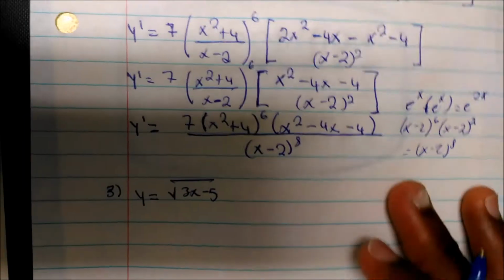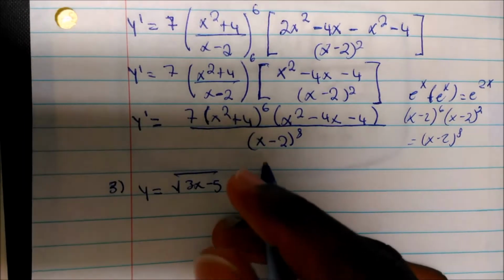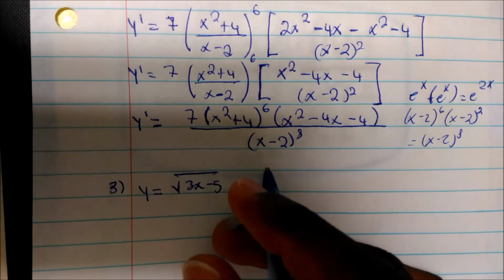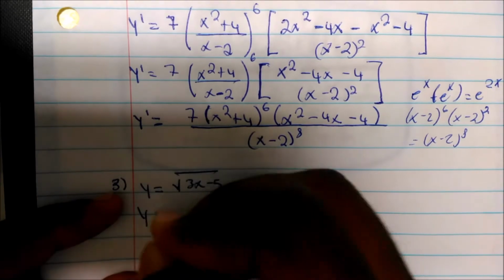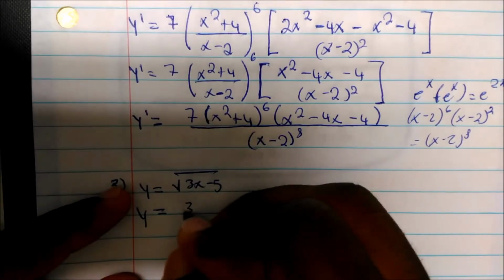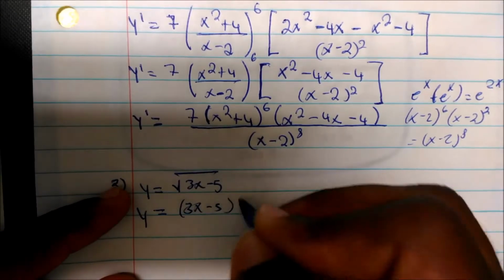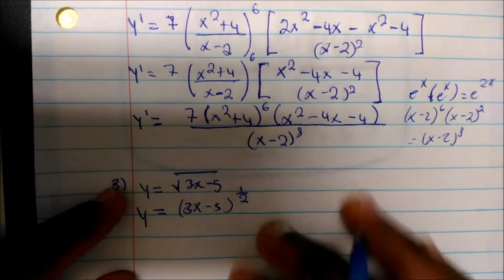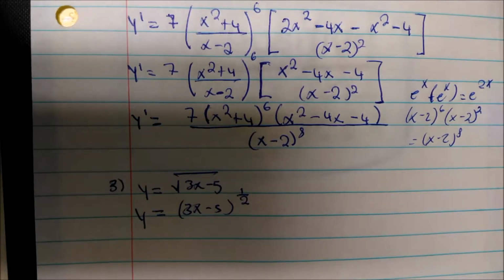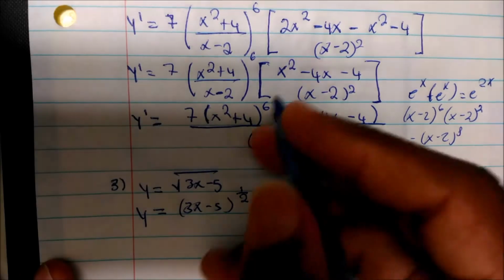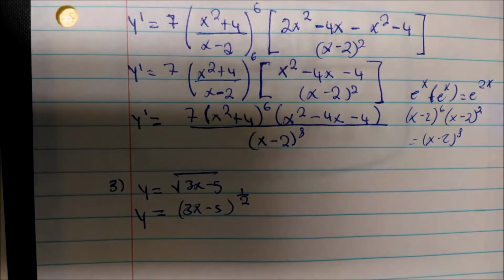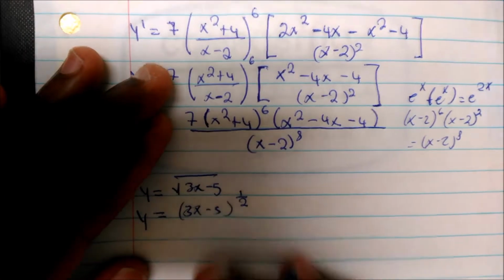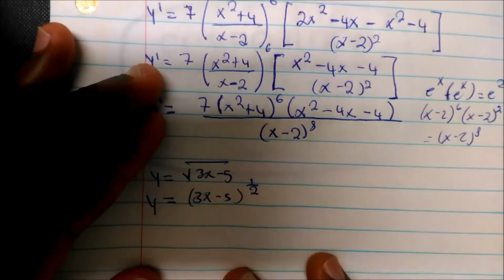Let's look at this one. Here's the thing with radicals. I always rewrite my stuff so I can see my powers. So I'm going to put this as y is equal to 3x minus 5 raised to the 1/2 power. You always want to do that. It makes your derivative much easier, because any square root is just that to the 1/2 power. So always remember to rewrite your radicals like that.